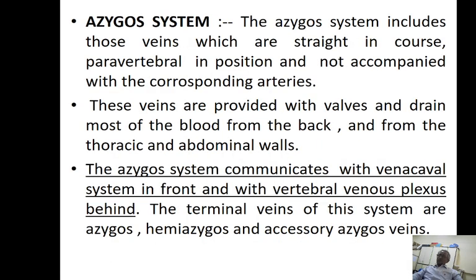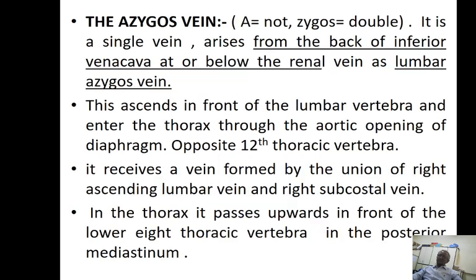So, the azygos system includes those veins which are straight in course, paravertebral in position, and not accompanied with the corresponding artery. These veins are provided with valves and drain most of the blood from the back and from the thoracic and abdominal walls. The azygos system communicates with the vena cava system in front and with the vertebral venous plexus behind. The terminal veins of these veins are azygos, hemiazygos, and accessory azygos.